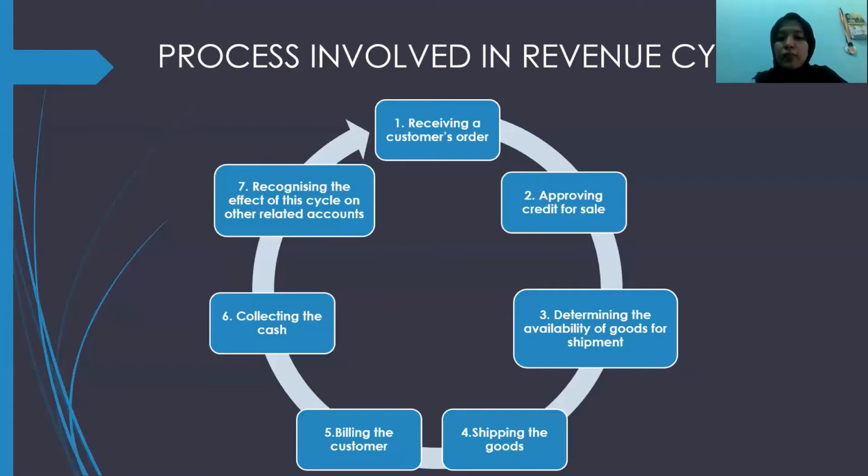After the customer has been billed, the company will proceed with collecting the cash from the customer. The company may send a monthly statement to the customer that provides their detailed activities from the previous month. The amount of cash received by the company will be recorded in the sales journal and subsidiary ledger. The last step involved in the revenue cycle is recognizing the effect of the cycle on other related accounts. Examples of other accounts that need attention are bad debt expenses and sales returns or allowances.